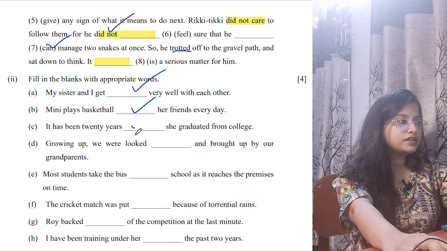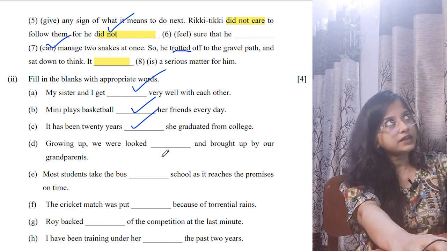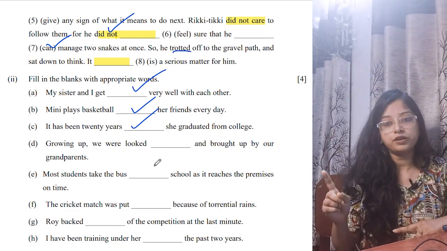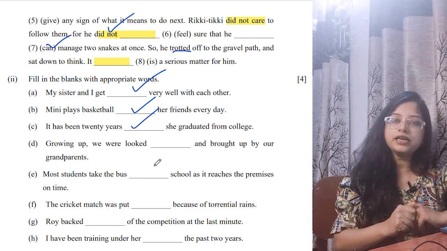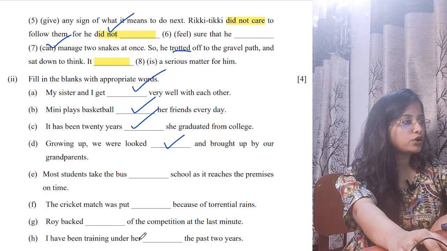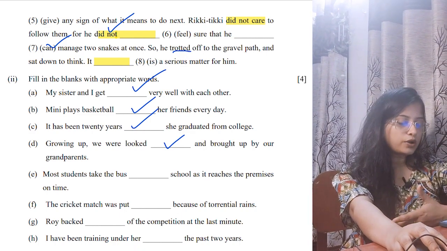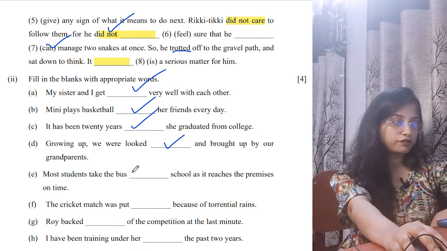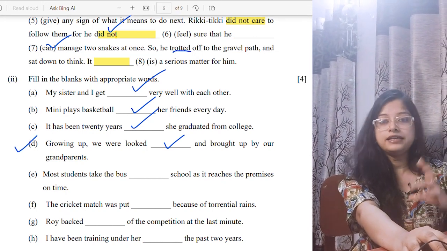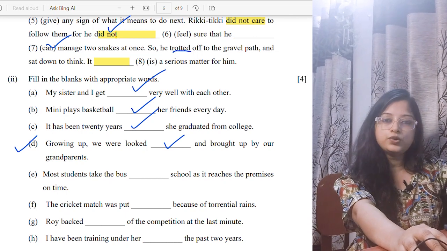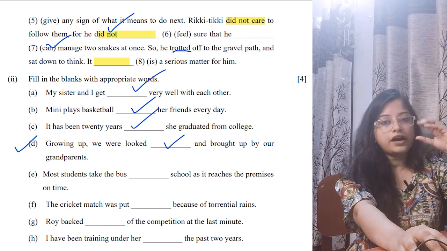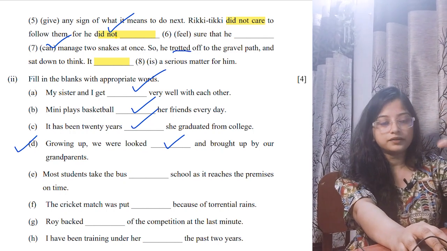It has been 20 years. Now this is a time, from that time to this time. So this is a continuous action, we are calculating the time from that time to this time. So this will be since. Growing up, we were looked dash and brought up by our grandparents. So you are always looked after, taken care of. Looked after is, so you see you get phrasal verbs over here, but they are less in number. When you come to class 11, 12, the number of phrasal verb sentences in preposition will increase. 100% phrasal verbs only you will get, right?